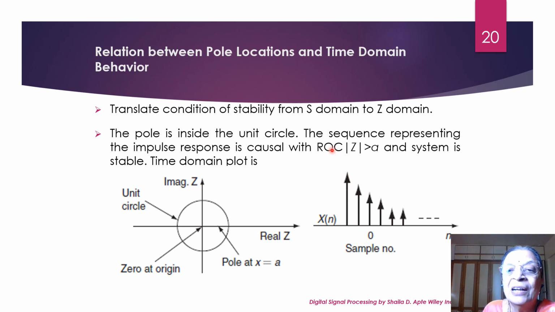for ROC mod Z greater than a. The pole is at z equal to a. ROC is the area outside this circle because it is a right-handed sequence. But because there is a pole at z equal to a, the corresponding time domain behavior will be shown like this. It will be stable because the pole is inside the unit circle in z domain.